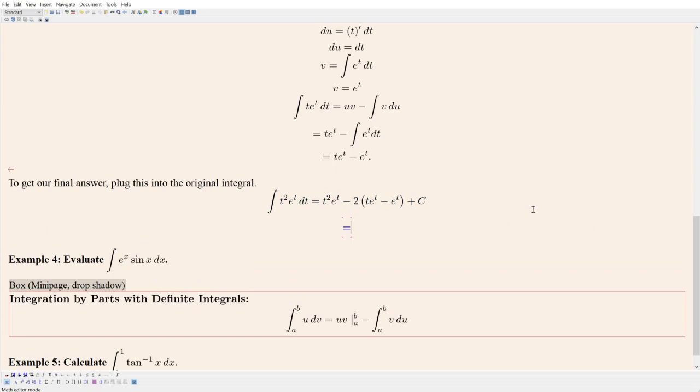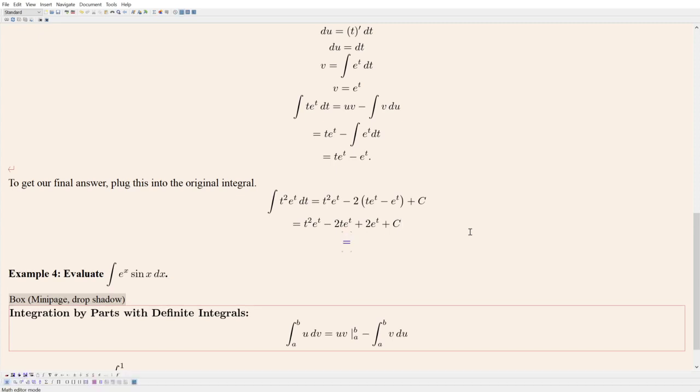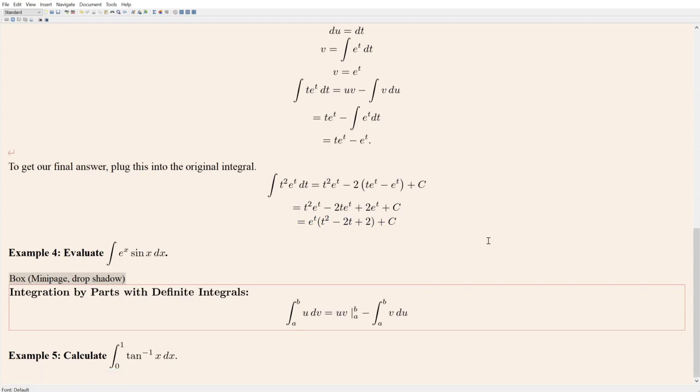Although, we should still clean this up a little bit. If I distribute that 2 through, we get minus 2t e to the t plus 2e to the t plus c. And then we can leave it at that. No, you know what? I want to factor that e to the t out. That's bothering me. So t squared minus 2t plus 2. There. That looks much better. I mean, it doesn't really matter, but mathematics has an aesthetic component to it.